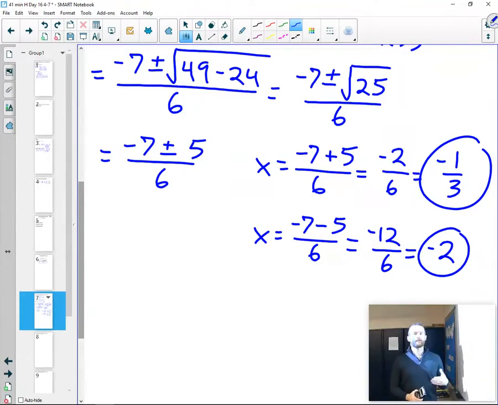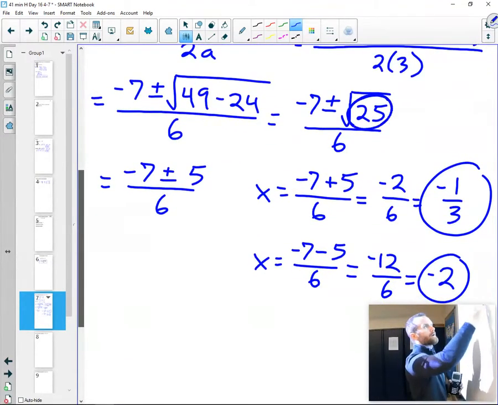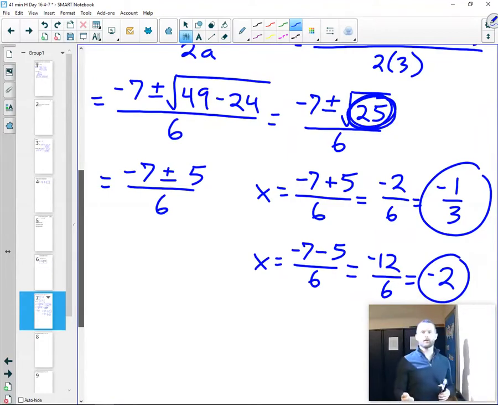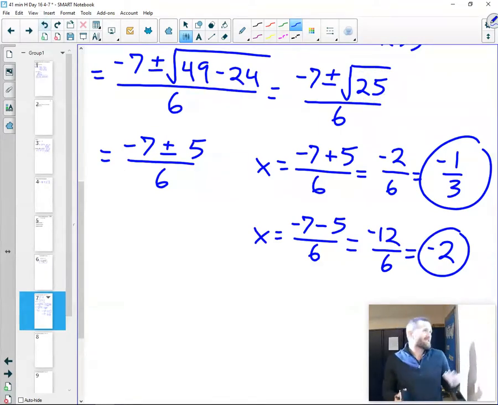Now, I said earlier that this example was actually factorable. The way we can know that at this point is if we get a perfect square. That's the final thing we need to take the square root of. If you get a perfect square there at the very end, then that means this was factorable. But it's like, okay, who cares? It took us a little bit longer than factoring, but we still got our answers. x equals negative 1/3, x equals negative 2.